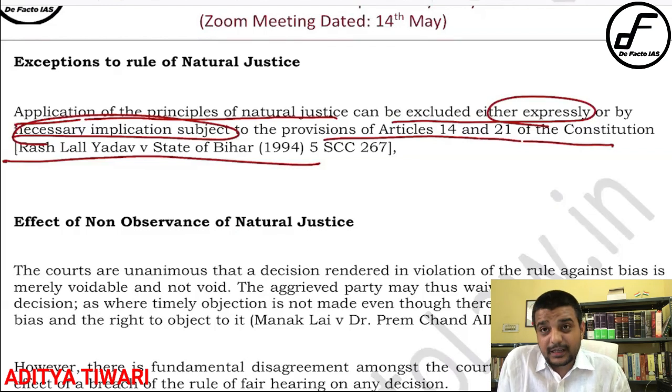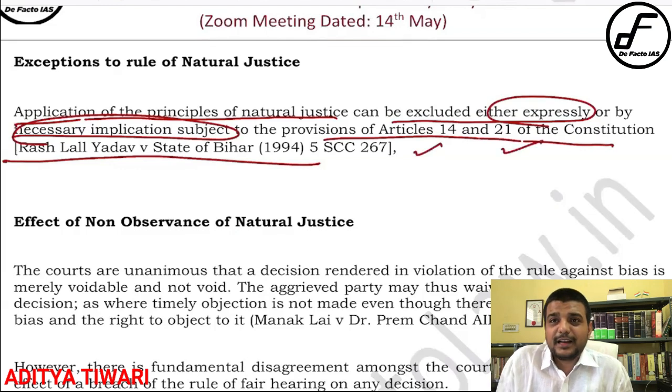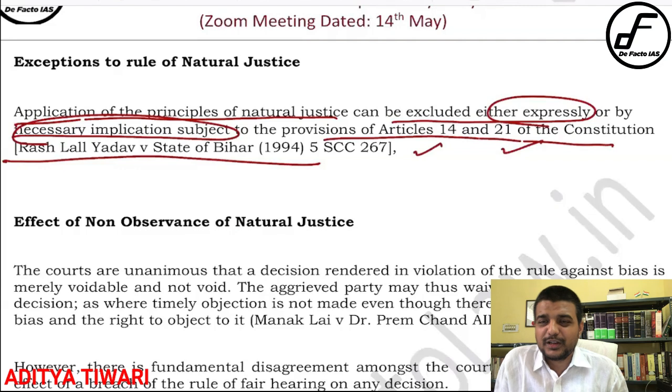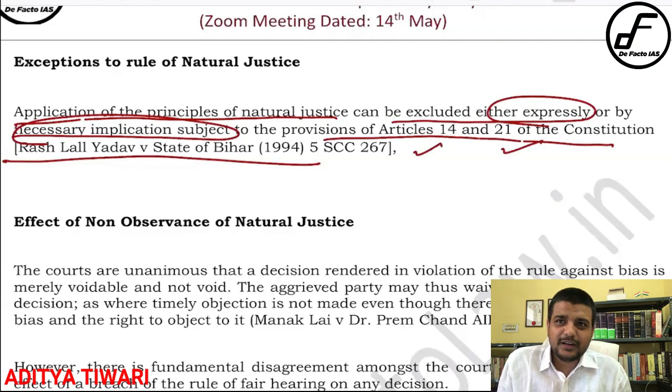Okay, but even if that is waived, still the requirement of 14 and 21 cannot be waived. So the court have read into the principle of natural justice 14 and 21, right? So if you waive natural justice, you still have to follow 14 and 21. So that is the recent or new development of natural justice.